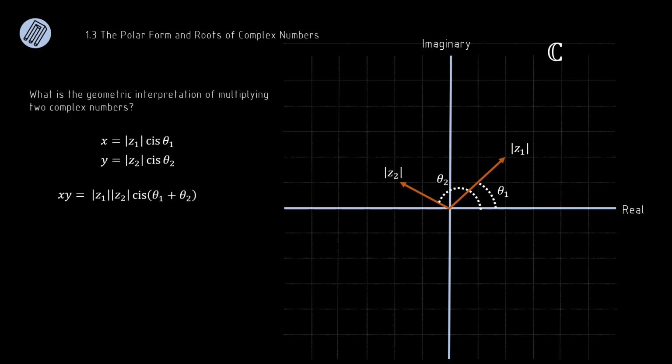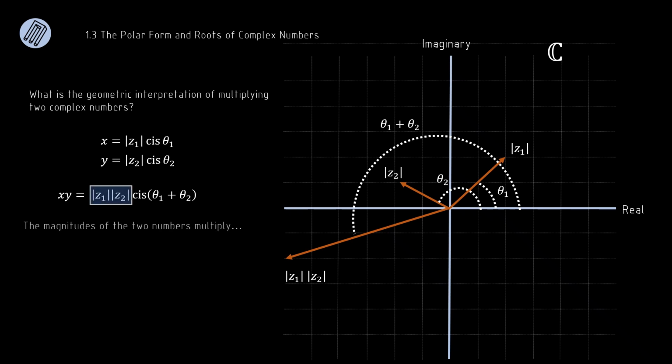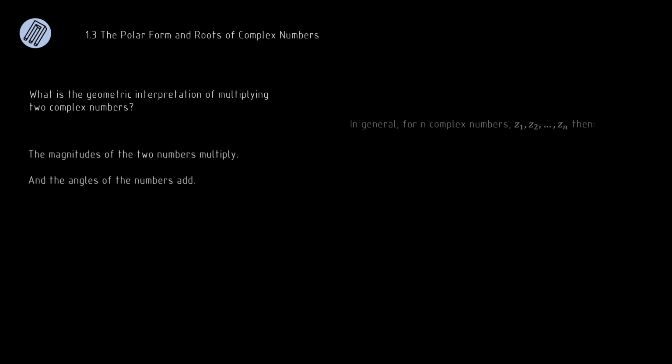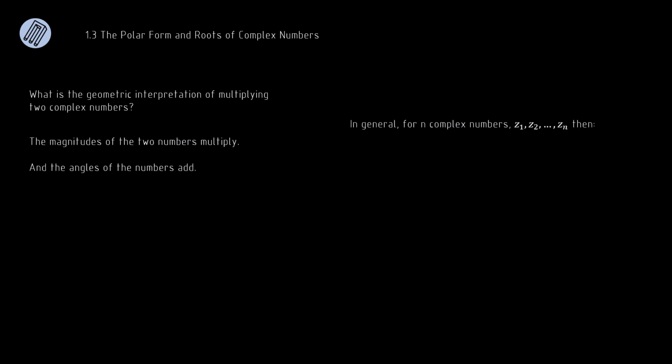So here it is, the geometrical interpretation of multiplication. The interpretation is that when you multiply two complex numbers, the magnitudes of both numbers multiply, while the angles add. It turns out that if you want to multiply an arbitrary number of complex numbers, say n of them, then the result is that you multiply all of their magnitudes together and add all of their angles together. I encourage you to prove this on your own. The use of induction would be very helpful here.